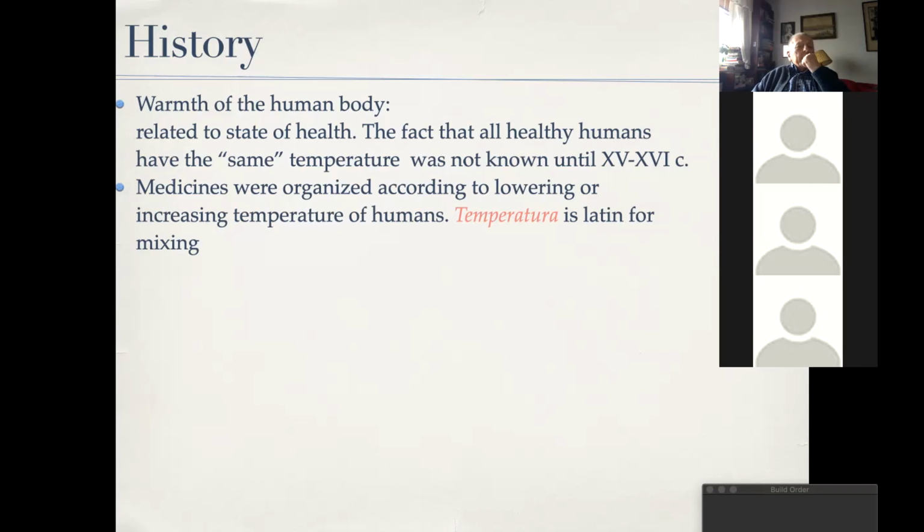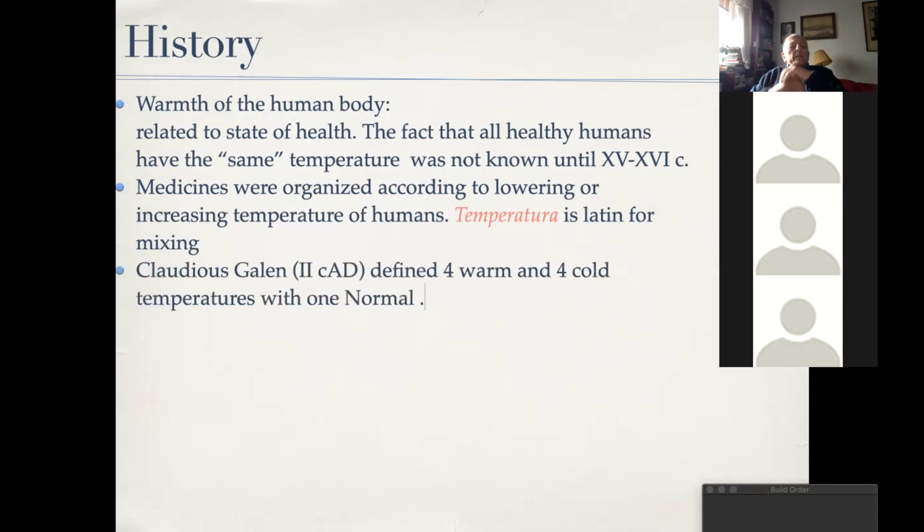And since in Latin the word temperatura means a mixing, it was originally referring to the mixtures of herbs or whatever used to increase the temperature. So a kind of mixture had a certain temperatura, and the mixture which was lowering somebody's body temperature had a different temperatura. And that is why medical people created the first scale of temperature.